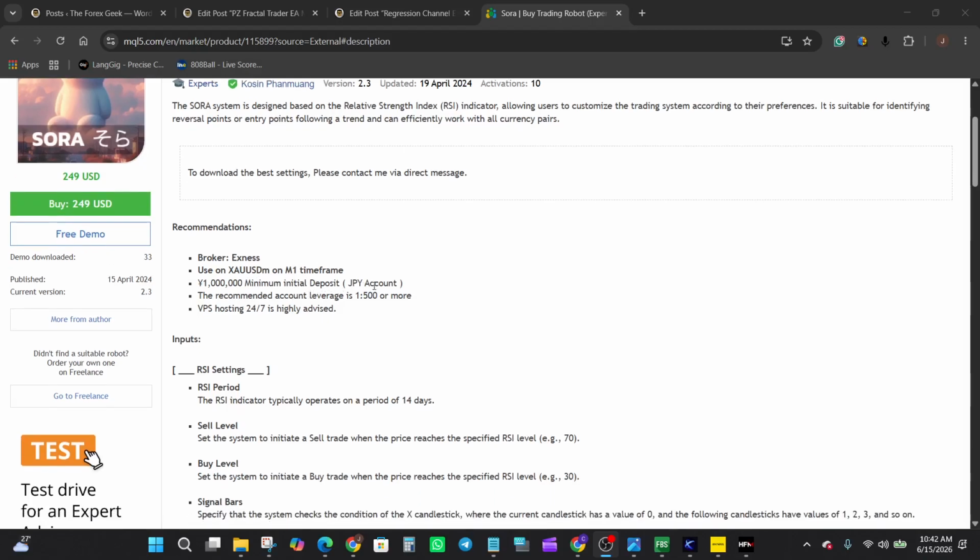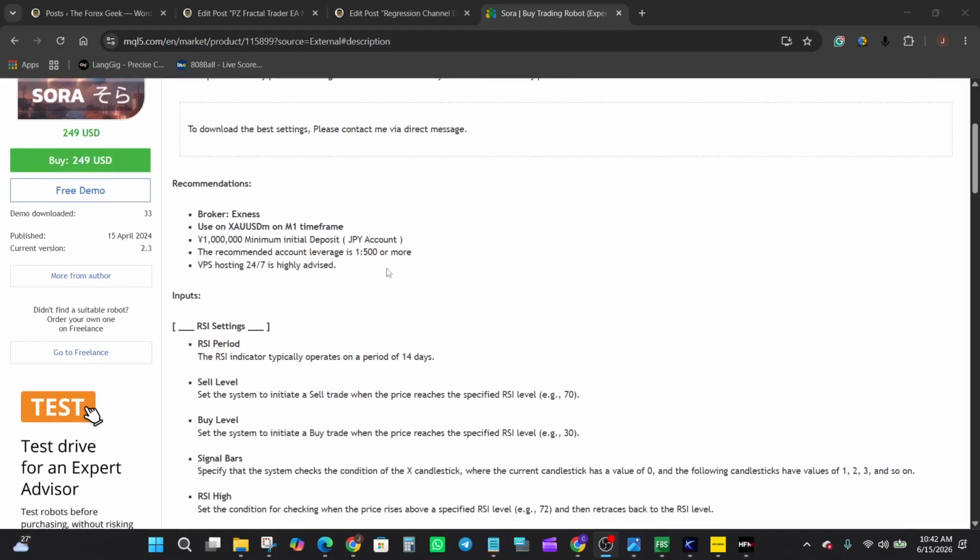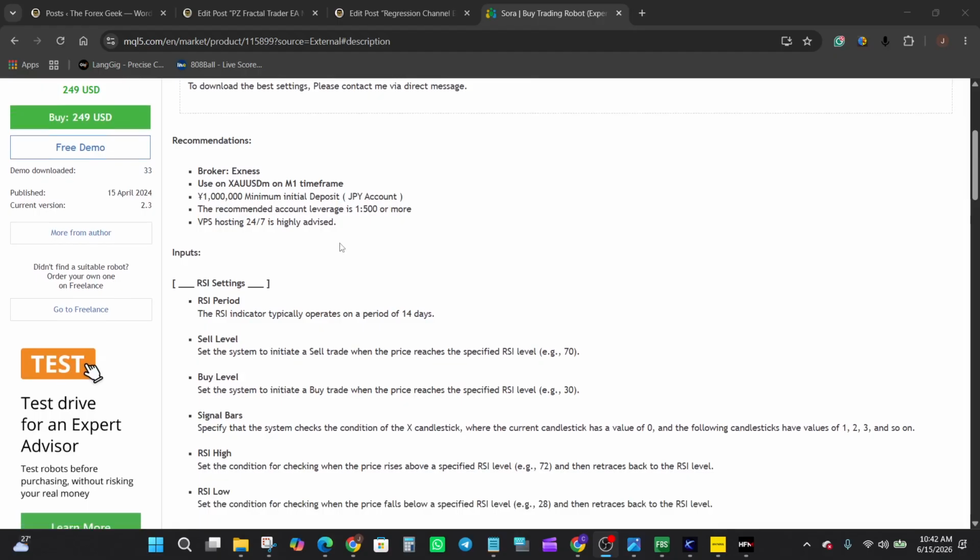In terms of trading environment, the recommended setup includes an XNES broker account, a minimum deposit of 1 million Japanese yen, leverage of 1:500 or higher, and continuous VPS hosting for uninterrupted operation.